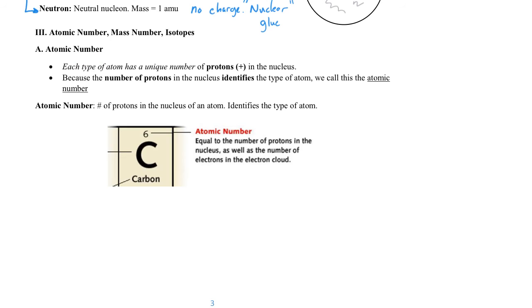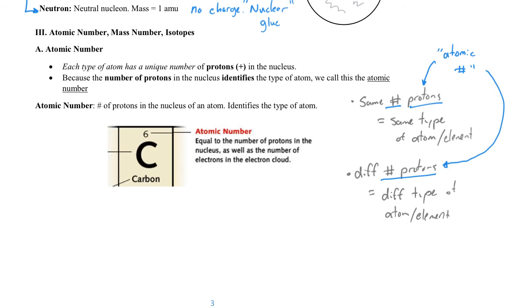Now, when 2 atoms have a different atomic number, that is, a different number of protons, they are different atoms. When 2 atoms have the same number of protons, they are of the same type of atom.